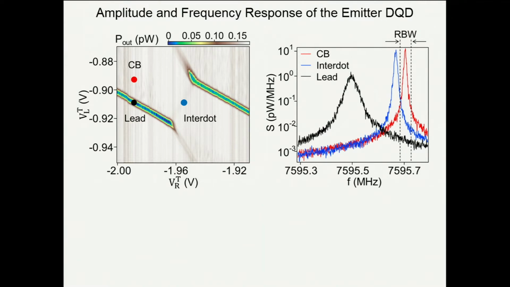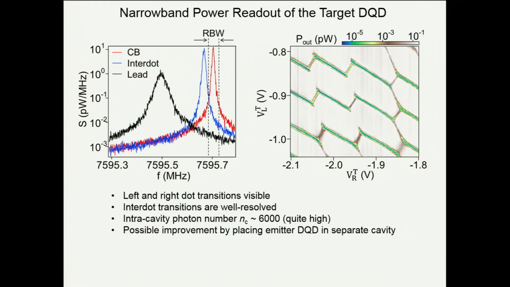But if we move to a transition associated with a lead transition where the total electron number in this double dot changes, you can actually see that the power goes down by quite a bit and the peak's a lot broader. And so what you showed is that we could measure the power emitted by this device over a narrow bandwidth and use that to kind of nicely map out the stability diagram of the other double quantum dot that's in the cavity.